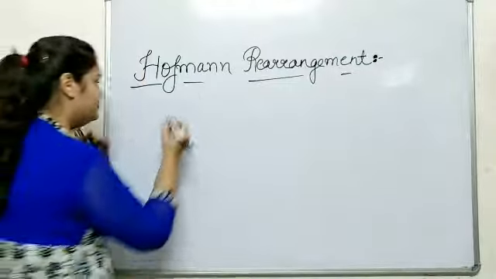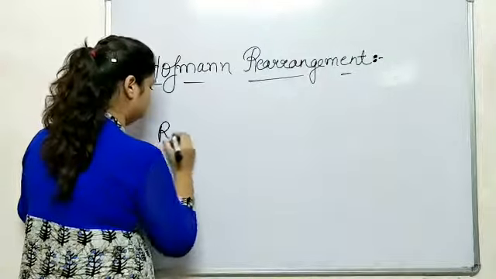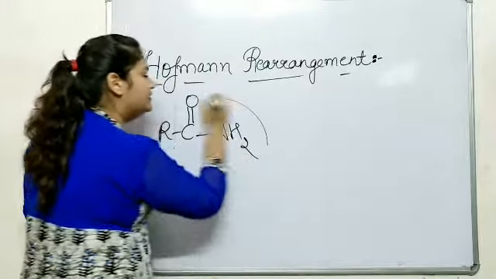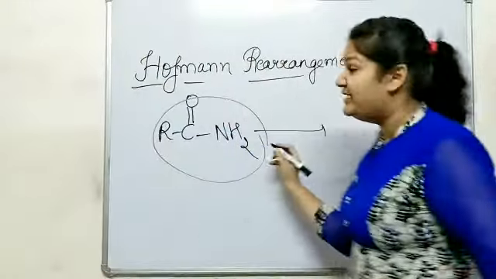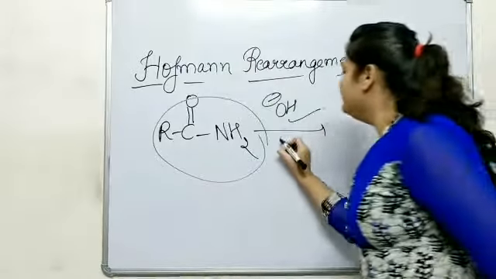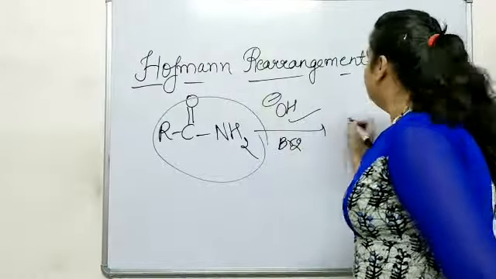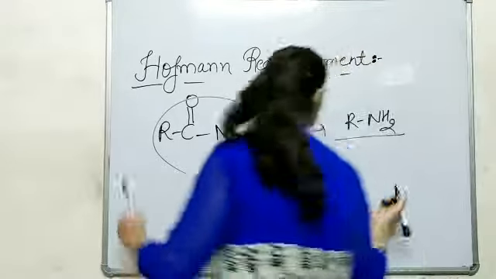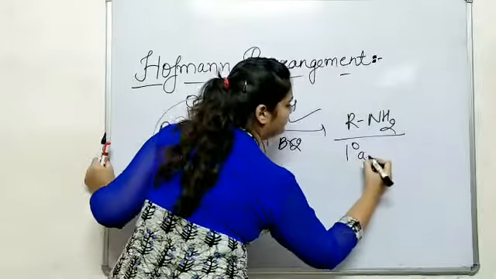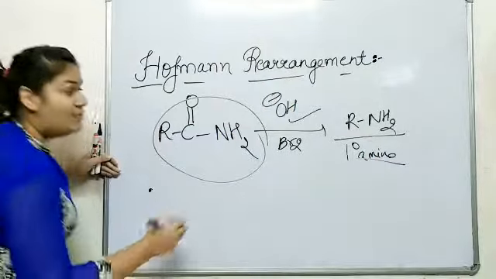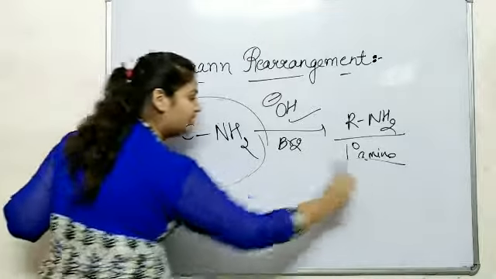We will study further the name reaction, and our next name reaction is the Hofmann Rearrangement. In this reaction we have an amide in the presence of a base, that is, we usually take OH negative. When it reacts with Br2, what we get is NH2, that is, a primary amine. In this reaction, amides get converted into primary amines.